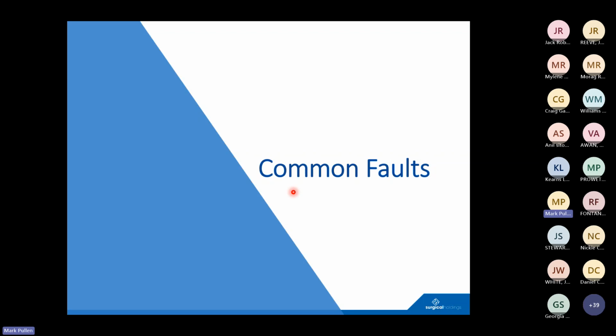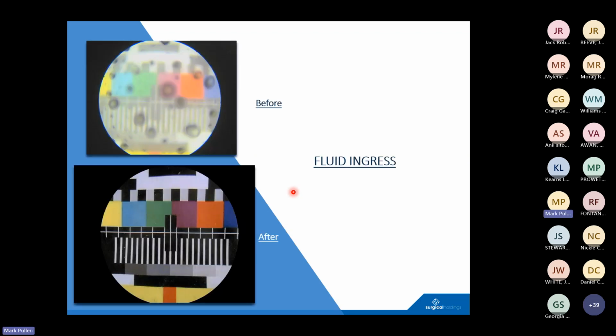So as we move on, we're just going to look at a few common faults and hopefully help you to identify these if you're looking through your scopes. So, fluid ingress. This is probably the most popular one that we see with our repairs. On the before image, large spots are visible, which look almost like raindrops. This is what we call fluid ingress. Rigid endoscopes, when functional, are watertight, as any sort of fluid ingress will compromise the integrity of the image. Fluid can enter from many points, such as the window located at the tip, the scope, and even the eyepiece.